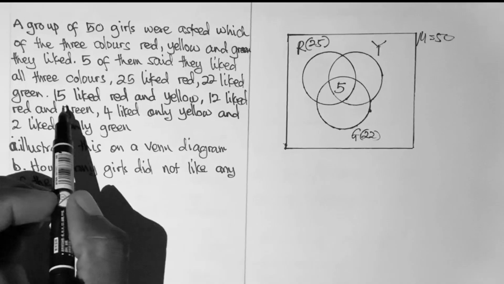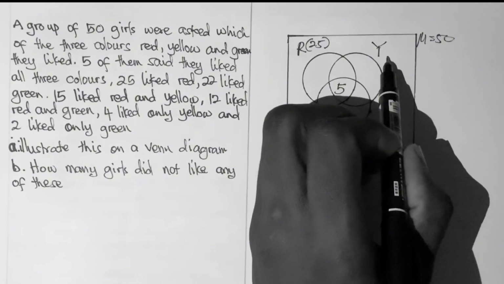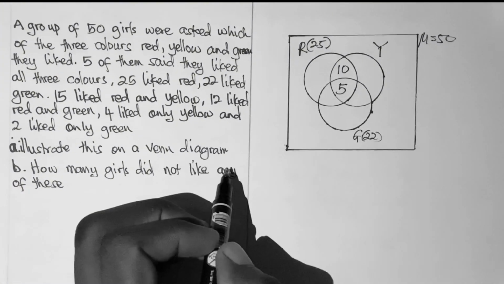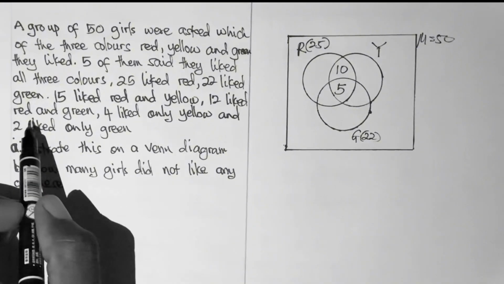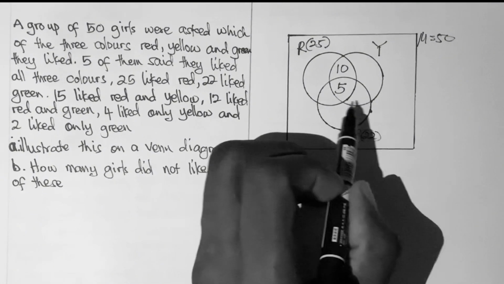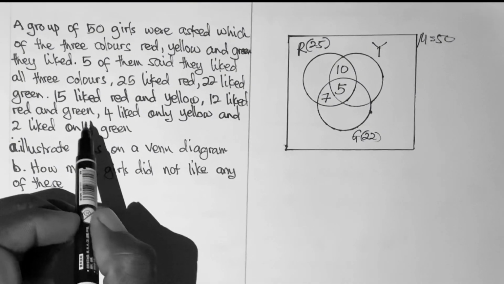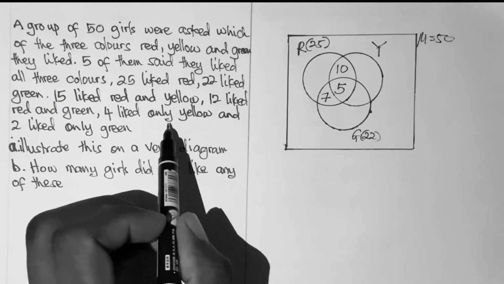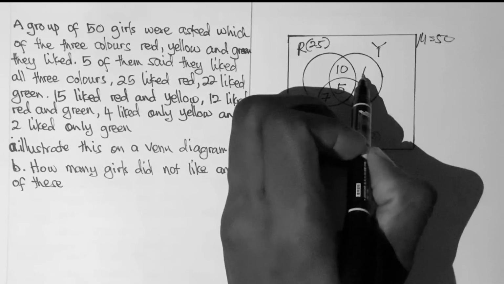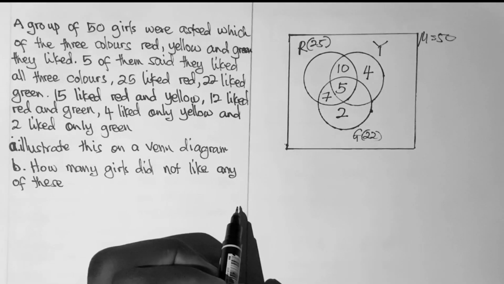And then 15 liked red and yellow. So here's red and yellow, they are 15. However, 5 liked all, so 15 minus 5 will give us 10. So here's 10. And he says that 12 liked red and green. So this is red and green, 12. So 12 minus 5 is going to give us 7. And then if we proceed, it says that 4 liked only yellow and 2 liked only green. So this is only yellow, there are 4. And then 2 like only green, so this is only green.